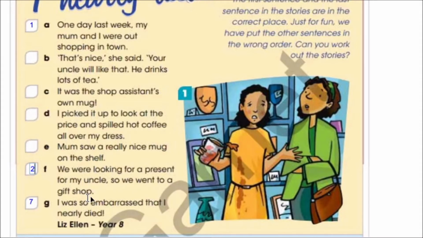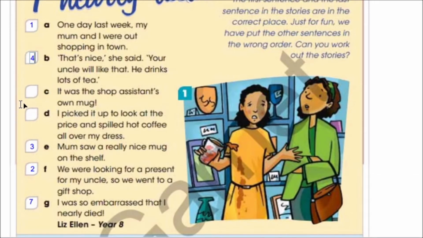Now, which one do you think is number 3? Very good. E. Let's read it together. Mom saw a really nice mug on the shelf. Very good. Now, number 4 is what? Very good. B. Let's read it together. That's nice, she said. Your uncle will like that. He drinks lots of tea.